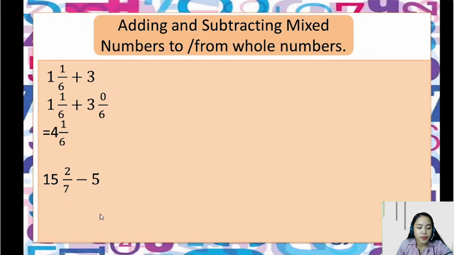So, paano ba yan? Mag-imagine na naman tayo na kunwari may kasama si 5. So, 15 and 2 over 7 minus 5 and 0 over 7. I-minus lang natin sila. 15 minus 5, yung dalawang whole numbers, 15 minus 5 is 10. 10 siya. And then, kopyahin na lang natin yung kasama ni 15 na fraction, which is yung 2/7. Kaya, 10 and 2/7.